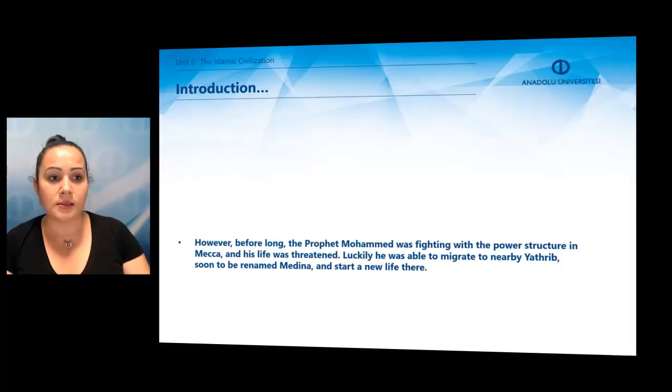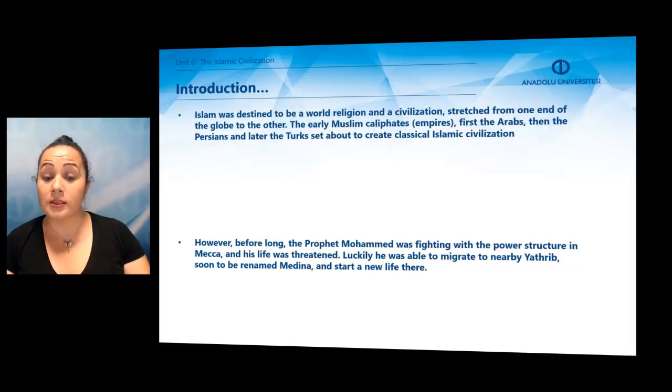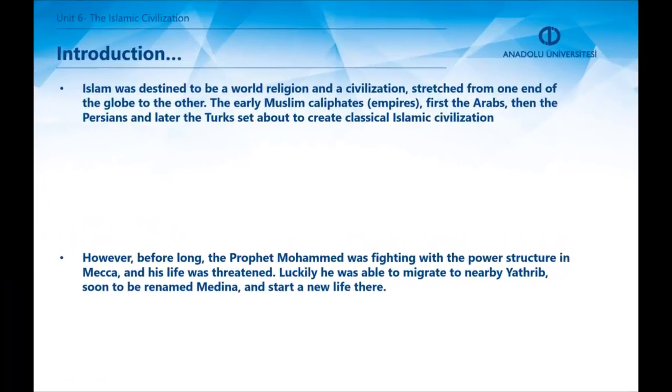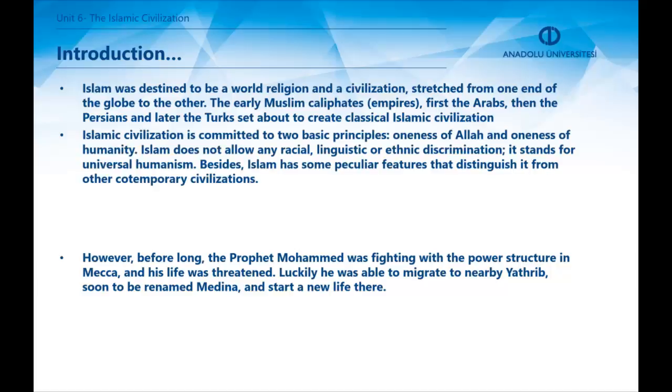For the first part, we can say that Islam was destined to be a world religion and a civilization stretched from one end of the globe to the other. Early Muslim caliphates and empires, first the Arabs, then the Persians, and later the Turks, set about to create classical Islamic civilization. Islamic civilization is committed to two basic principles. The first one is oneness of Allah and oneness of humanity. Islam does not allow any racial, linguistic, or ethnic discrimination. It stands for universal humanism. Besides, Islam has some peculiar features that distinguish it from other contemporary civilizations.